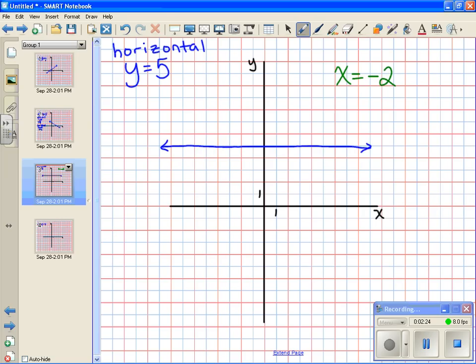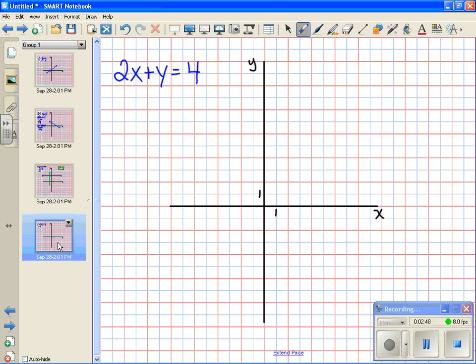a horizontal line. For x equals -2, when x equals a constant, you get a vertical line. It doesn't matter what y is, x is always -2. So these are 2 special cases. Horizontal and vertical lines should be pretty easy for you to graph. You should be able to do that very quickly.